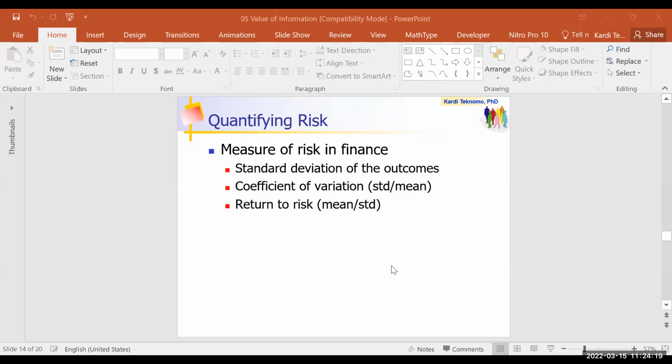Okay, so what's next? Next is about risk itself. In finance, risk is measured by these three. One is called standard deviation, and sometimes we use standard deviation divided by mean, or the other way around, mean divided by standard deviation. In finance, they don't use the actual profile or the probability, but they use another way, with this standard deviation, or standard deviation divided by mean, or mean divided by standard deviation.